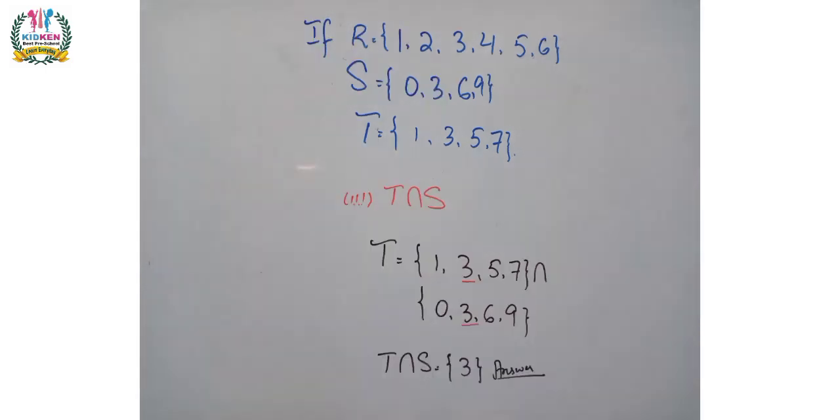Next part of this question, T intersection S. Again we have changed values but the same method. T has the values 1, 3, 5 and 7, and S has the values 0, 3, 6 and 9. Only 3 is common in these sets. So T intersection S has 3. So this is the final solution of T intersection S.